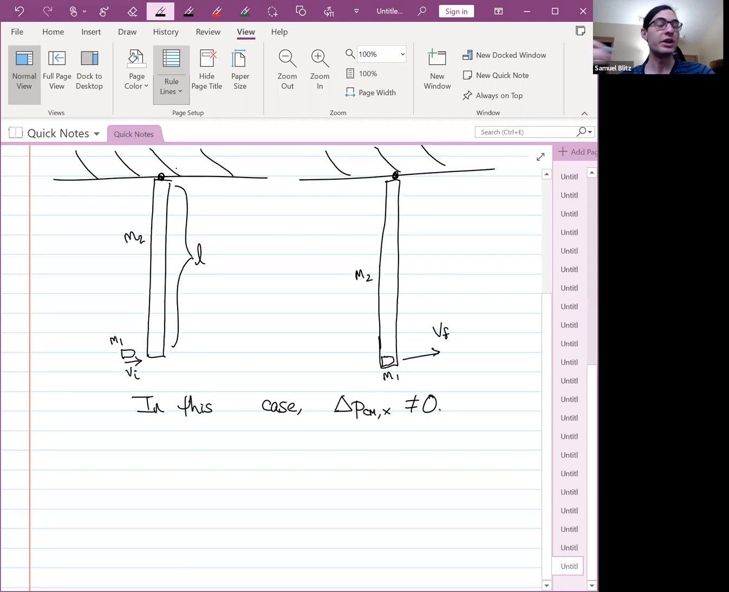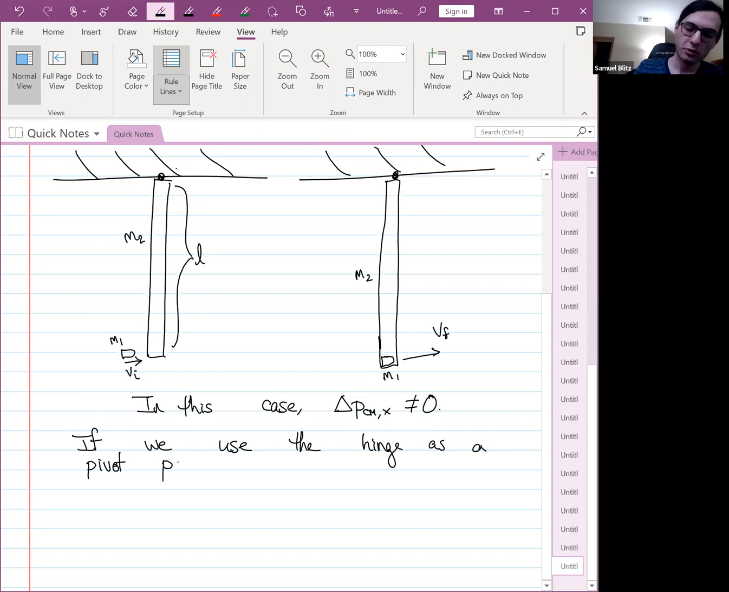However, what we can do is look at torques. So if we use the hinge as a pivot point, then we can think about what forces produce what torques. The hinge forces, the forces that come from the hinge being attached to the rod, this is the horizontal force, and also the vertical force that keeps the rod from falling down. The hinge forces produce no torque because they are located at the pivot point.